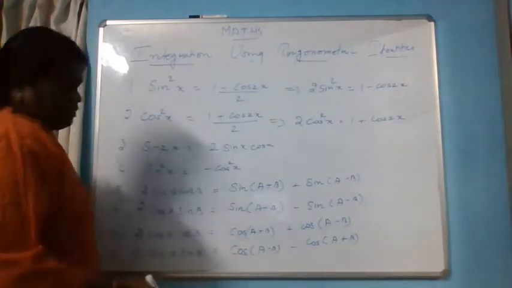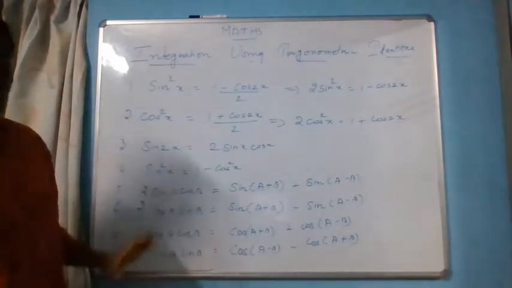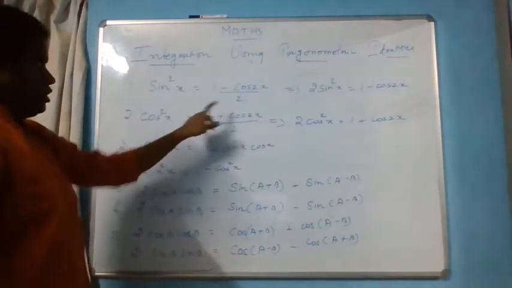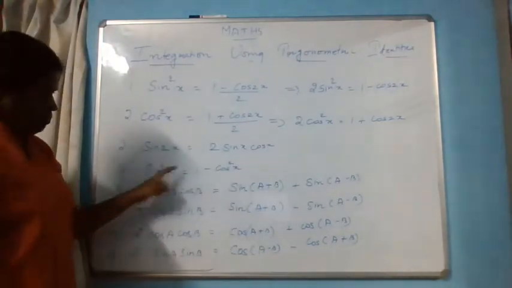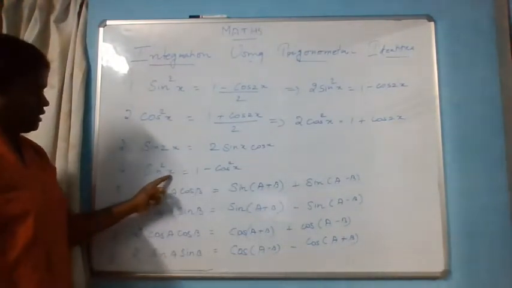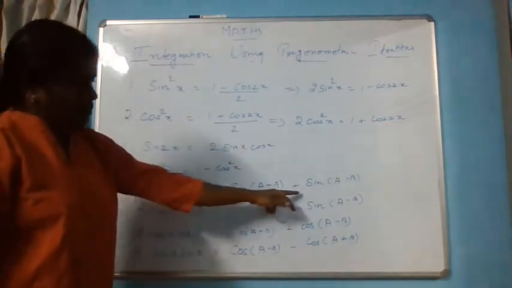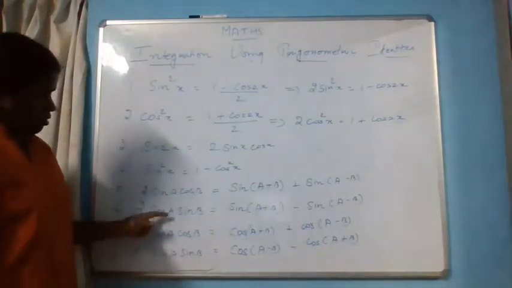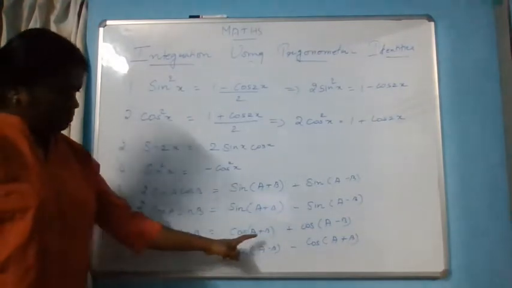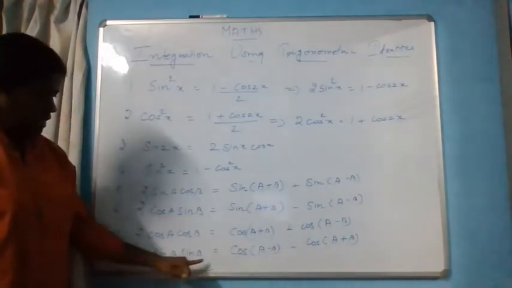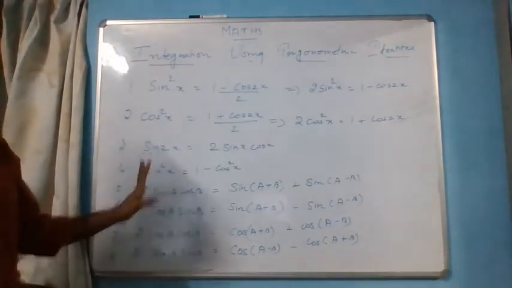Okay, so these are some of the basic formulas which we'll be using in this chapter for solving a few integration problems. So sin squared x is (1 minus cos 2x) by 2. Cos squared x is (1 plus cos 2x) by 2. Sin 2x is 2 sin x cos x. Sin squared x plus cos squared x is 1. Already we know the identity, but here sin squared x is 1 minus cos squared x. And 2 sin a cos b can be written as sin a plus b plus sin a minus b. And 2 cos a sin b is sin a plus b minus sin a minus b. And 2 cos a cos b is cos a plus b plus cos a minus b. And 2 sin a sin b is cos a minus b minus cos a plus b. So these are the basic formulas which we will be using in this exercise.